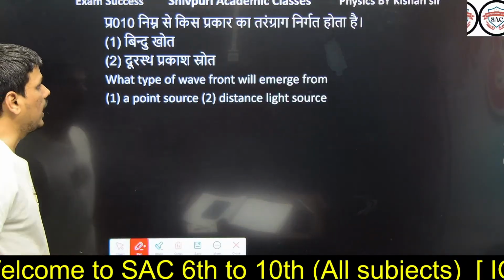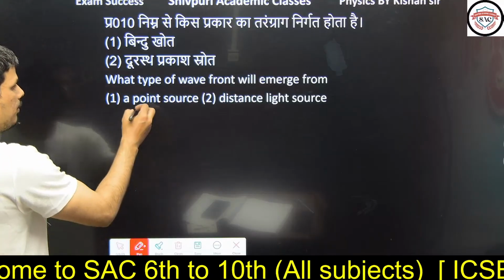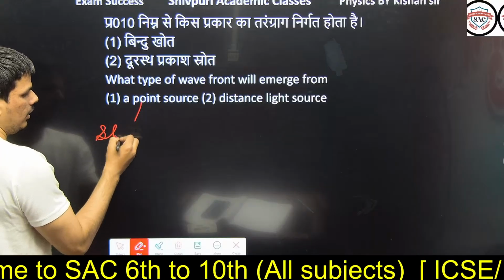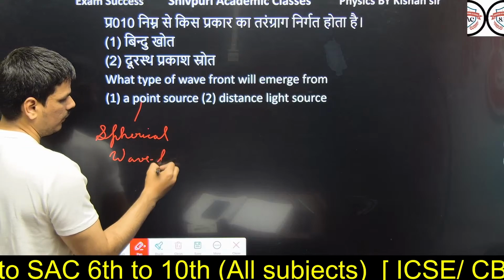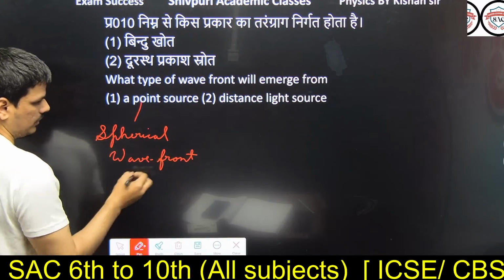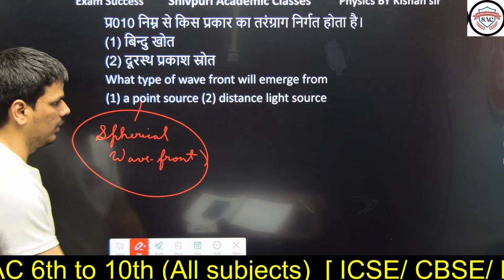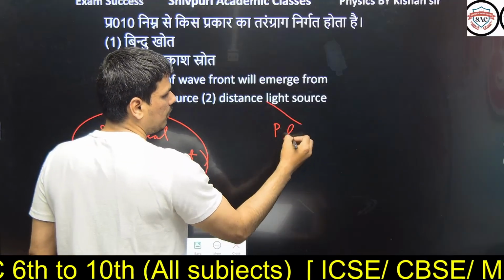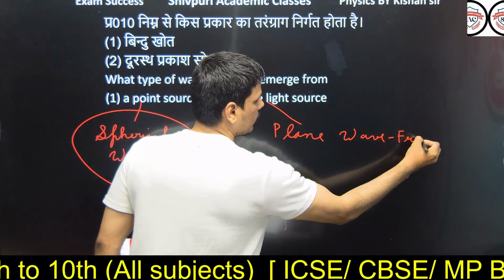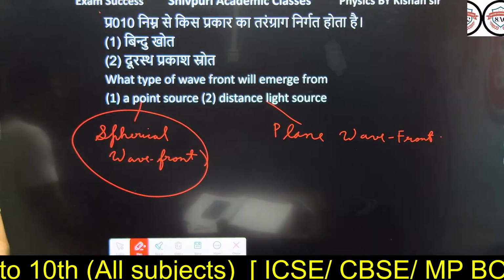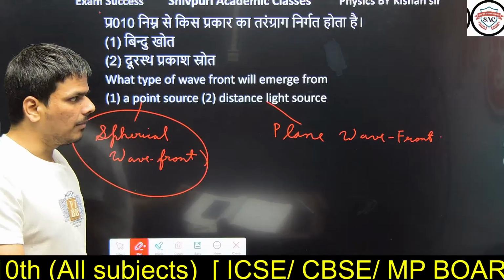Okay, question number 10. What type of wave front will emerge from a point source? A spherical wave front will emerge. So from the point source we get a spherical wave front, and from a distant light source we get a plane wave front.